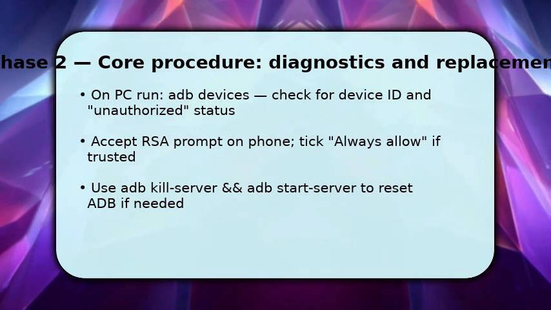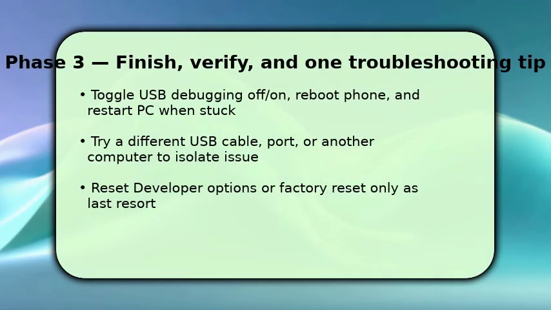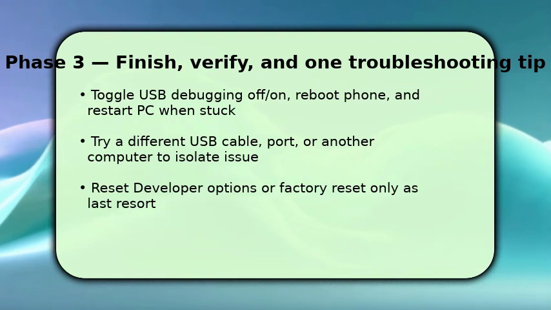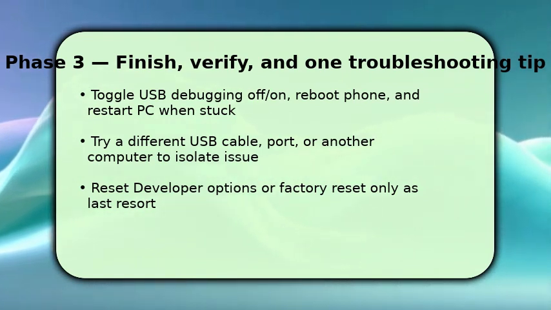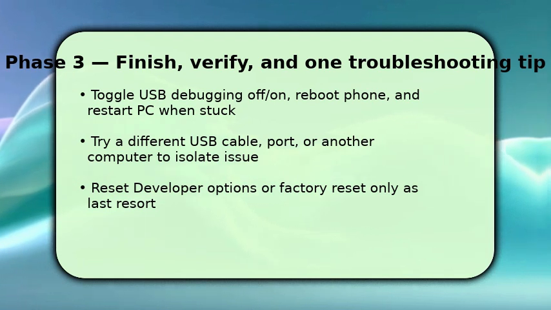You finish by cycling power and settings to clear stubborn glitches. Toggle USB debugging off and on, reboot the Oppo, then restart your computer. Simple restarts often fix handshake problems.